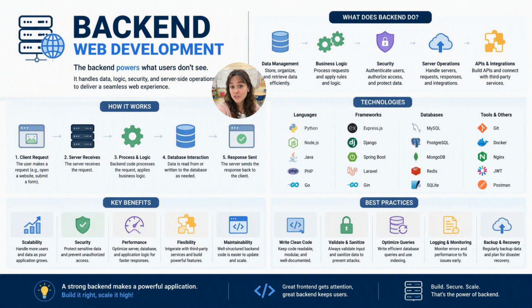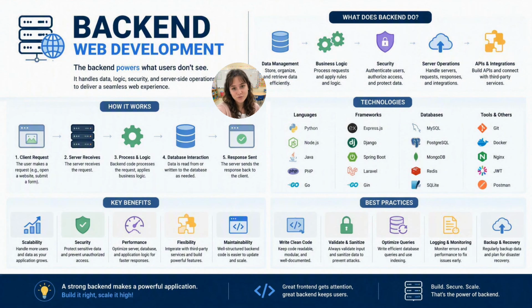The actual workflow follows a logical sequence. The process begins with a client request, which is initiated when a user performs an action on the front end, such as opening a website or submitting a form. This request is then sent over the network and is received by the backend server.